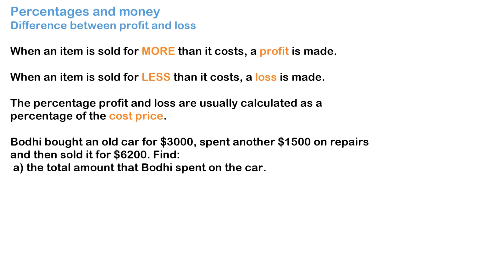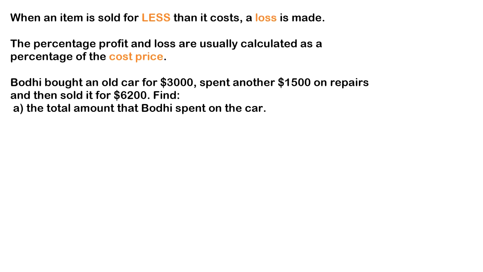So we're going to look at an example here, and we have Bodie who bought a car for $3,000. He spent another $1,500 on repairs and then sold it for $6,200. So first thing we need to do is look at how much has Bodie spent altogether. So we know he paid $3,000. So the total cost is going to be obviously how much he paid for the car. So that's our $3,000. But also the repairs he had to put in to get it working. So another $1,500. So the total amount Bodie spent was $4,500.